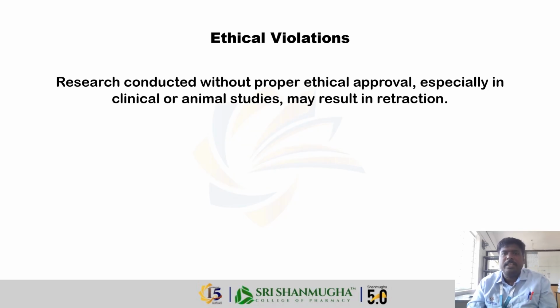And the last one is ethical violation. Ethical violation means if the research work involved animals or clinical studies, we need to get approval from the ethical committee. That is IAEC, the Institutional Animal Ethics Committee approval for animal studies. Without animal ethical committee approval, the research paper may be retracted.